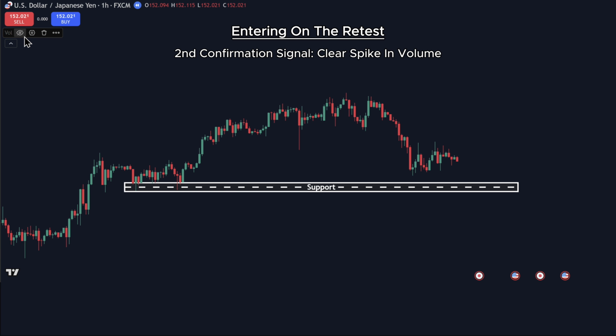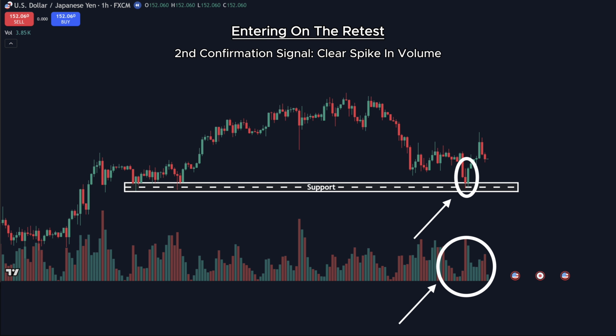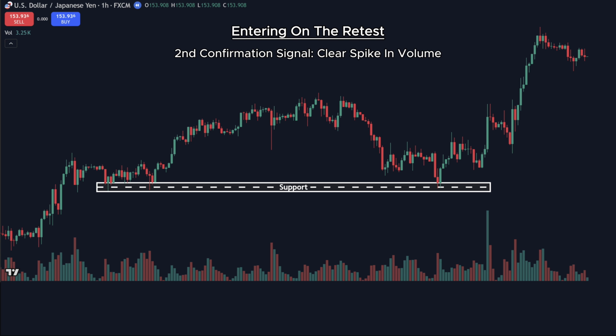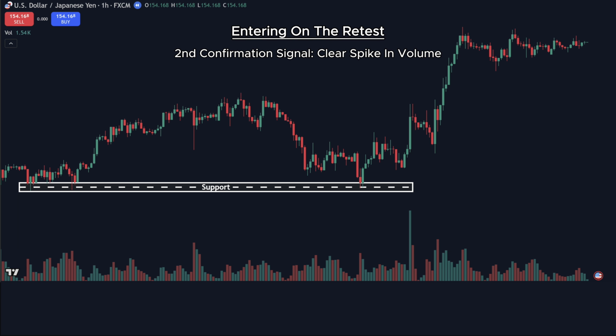On TradingView, you can easily toggle the volume indicator on and off. A strong volume spike at a key trendline retest adds powerful confluence as it suggests institutional interest at that price level. This gives the setup more conviction and helps us avoid trading random trendline touches with no real edge.